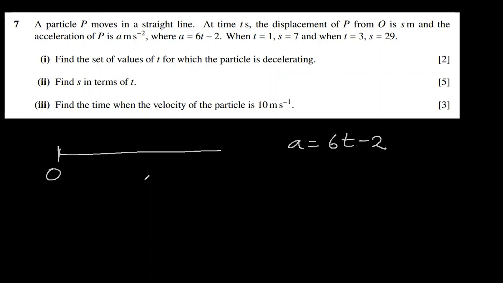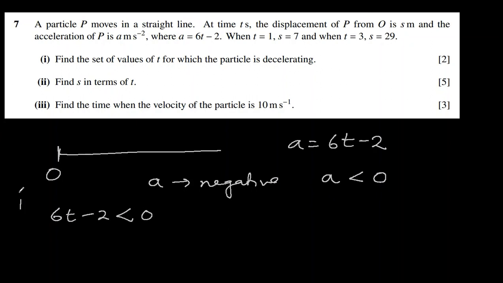Decelerating means the acceleration will be negative. In other words, when is something negative? When that thing is less than 0, it is negative. That means if I make 6t minus 2 less than 0, that will give us the time when the acceleration will be negative. That means it is decelerating. So let's solve this inequality now.